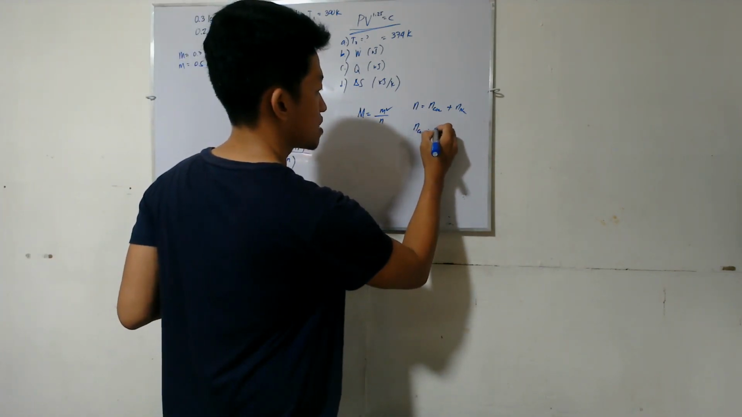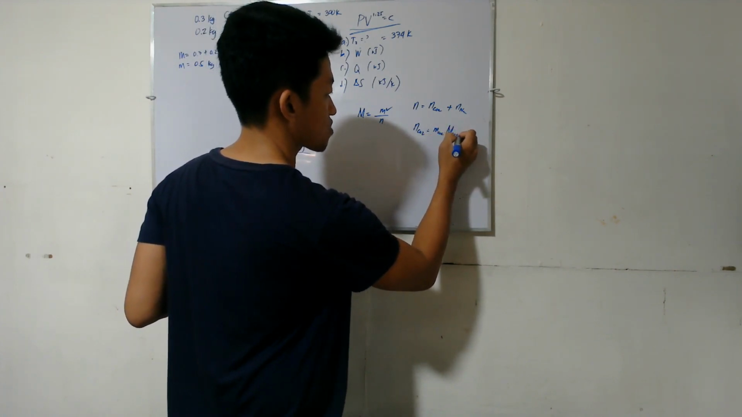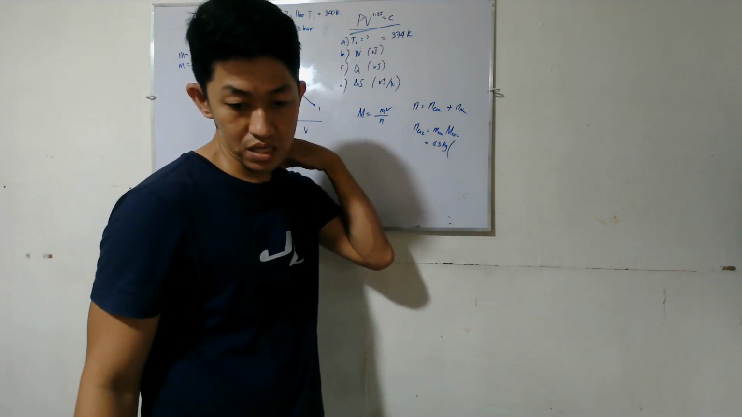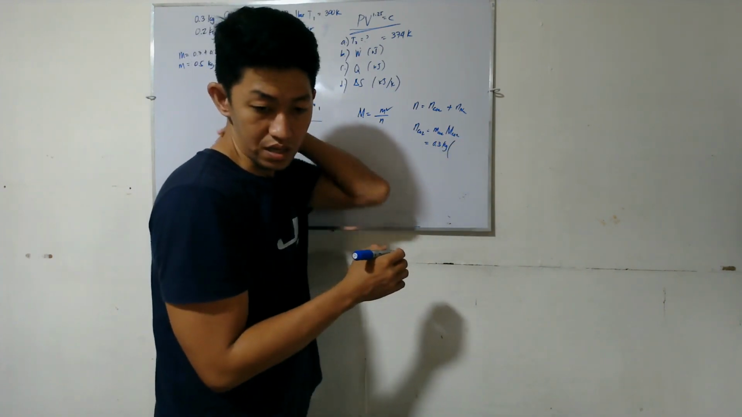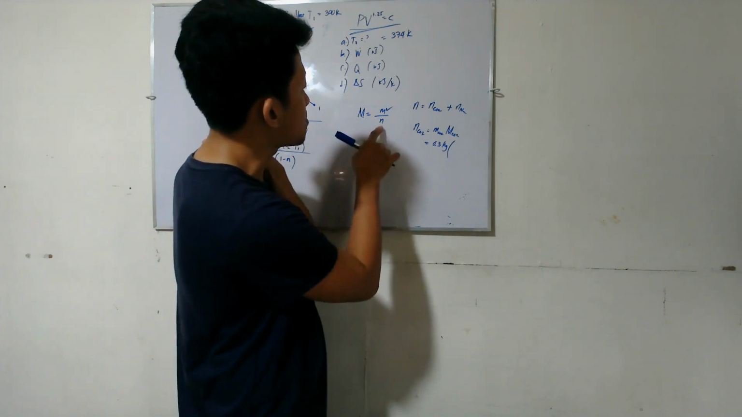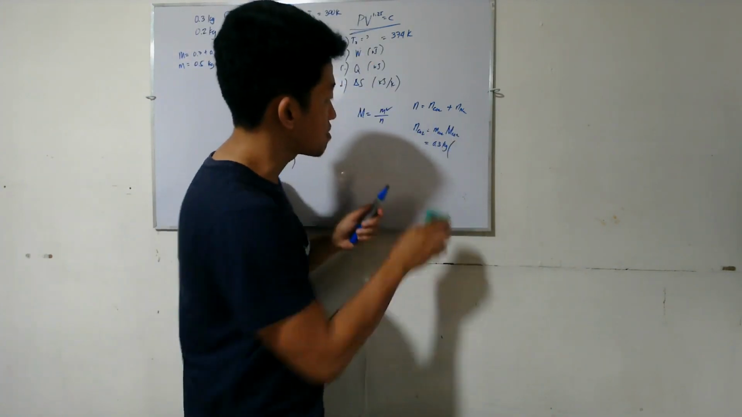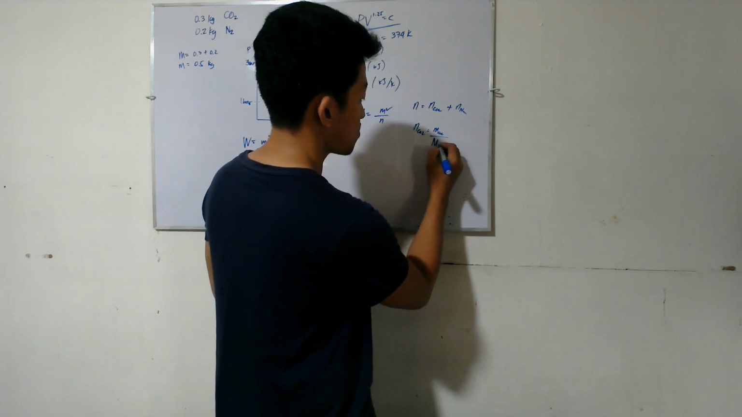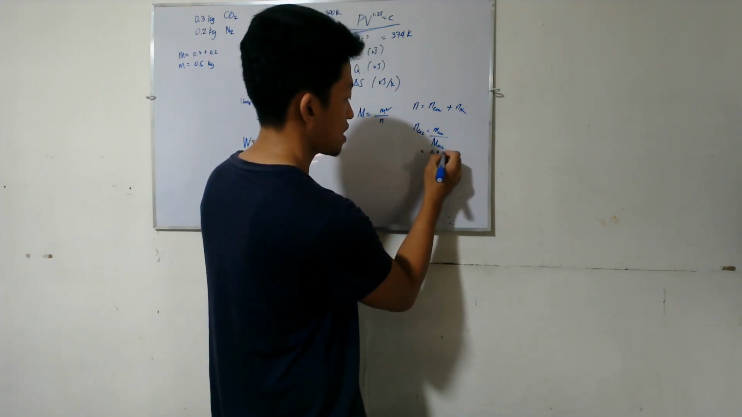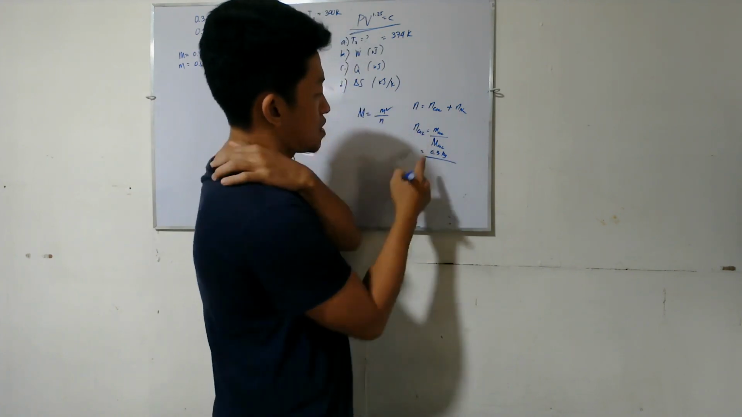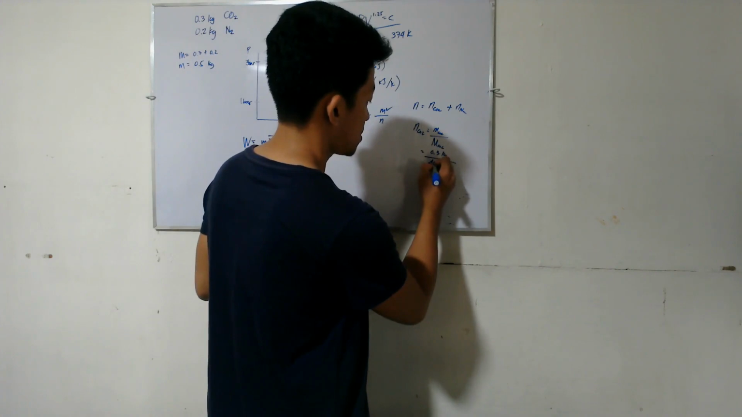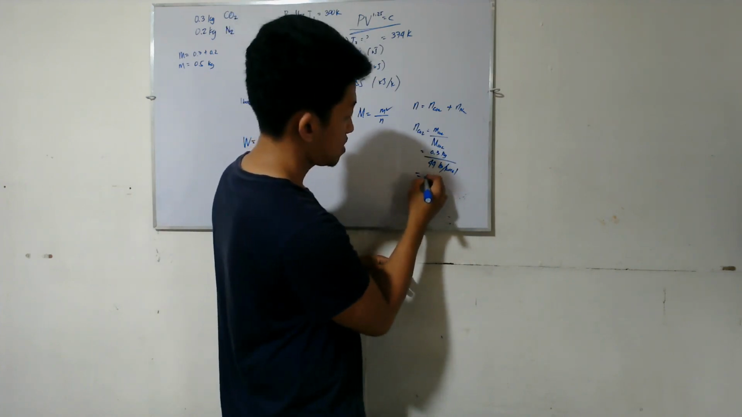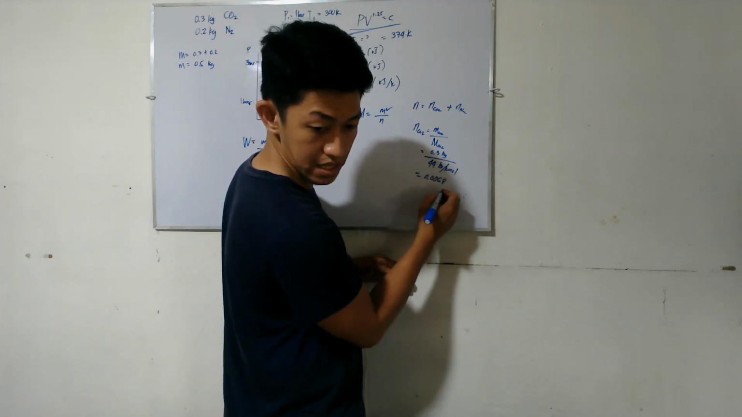This is just mass of CO2 over the molecular weight of CO2. So this is 0.3 kilogram, and then ang molecular weight sa CO2 is 44 kilogram per kilomole. So ang answer ani would be 0.0068 kilomoles.